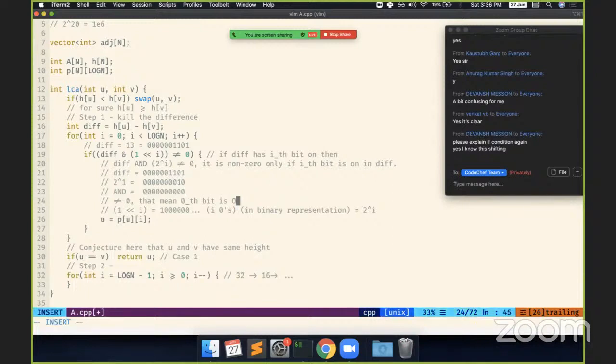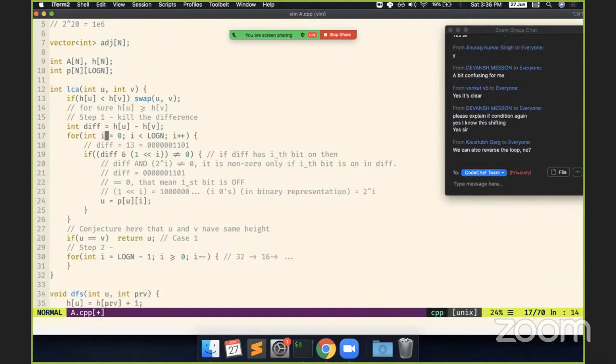So the AND will be 0, right? In this case, in the first bit, because the 2 to the power 1 is this. Just look at what 2 to the power I will be. 2 to the power I in general will have only one position as 1, which is the ith position. Like these are I minus 1 zeros technically. Is the condition clear now? 2 to the power I in its binary representation and diff in its binary representation.